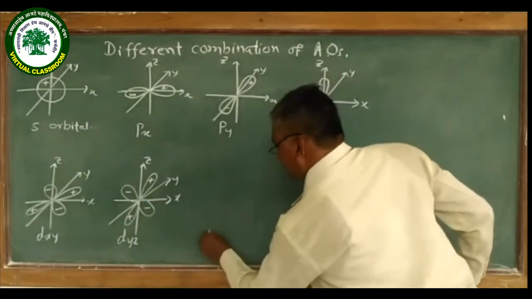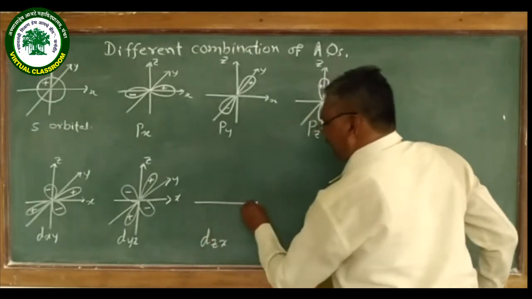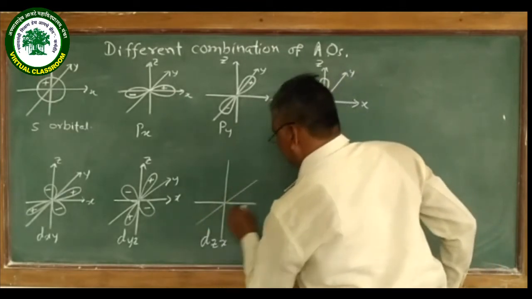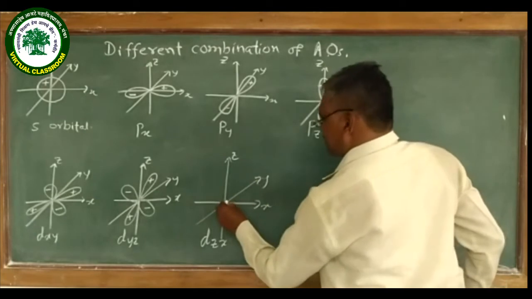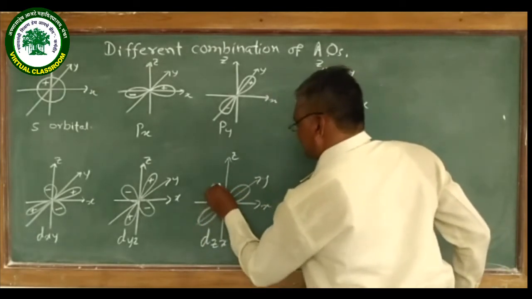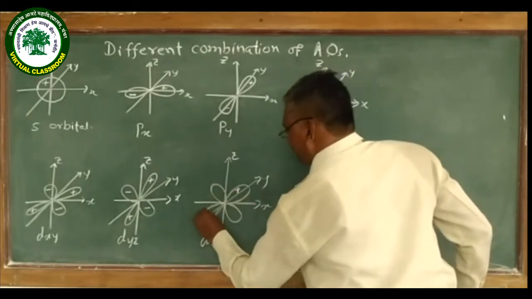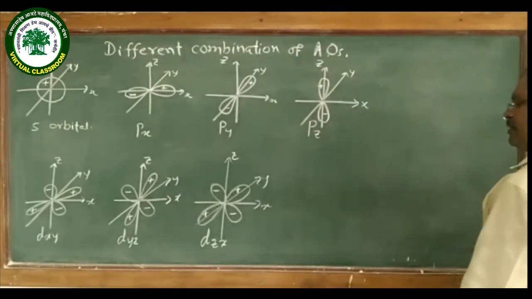Similarly, dzx orbital will have its lobes in the plane consisting of x-axis and z-axis, x-axis, y and z-axis. So positive lobe in between the axis. So this is the positive lobe, this is negative lobe. This is the shape of dzx orbital.